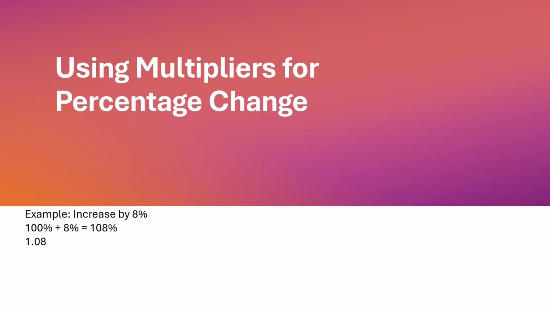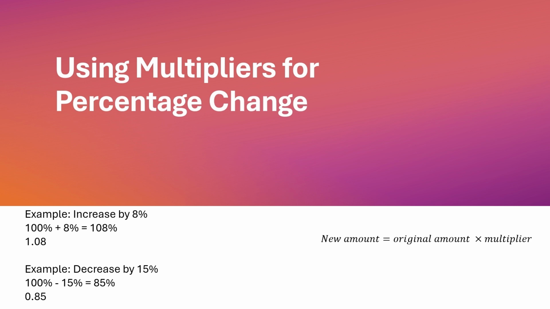For a decrease, subtract the percentage from 100%, then convert to a decimal. Example: decrease by 15%. Subtract 15% from 100% to get 85%. Convert to a decimal by dividing by 100, which equals 0.85. Multiply the original amount by the multiplier to get the new amount.